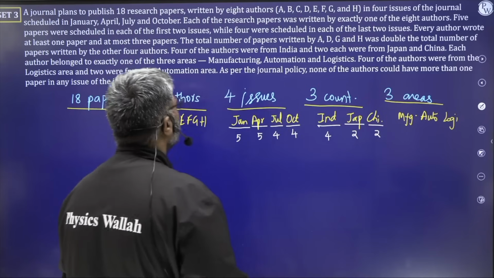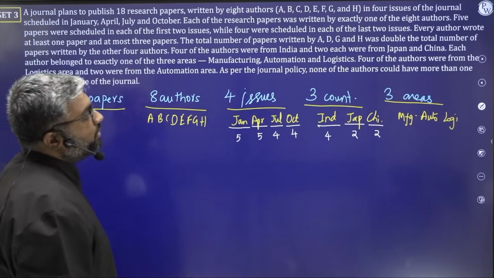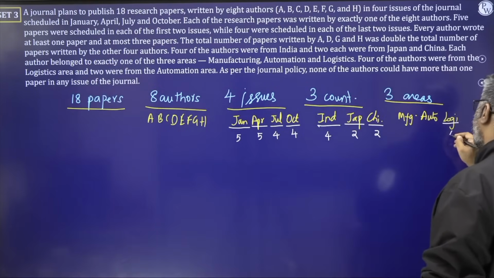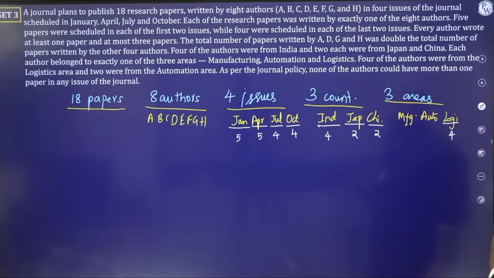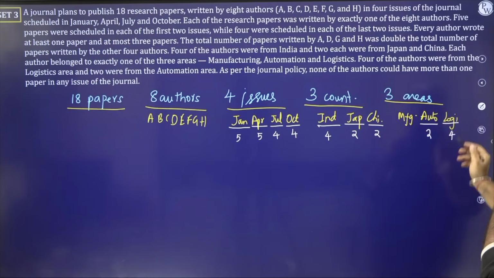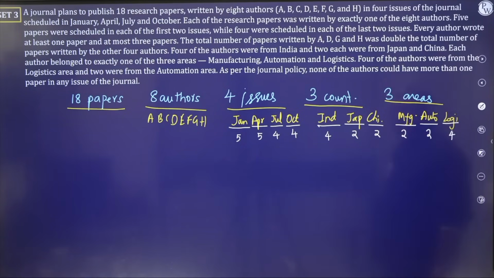Each author belonged to exactly one of the 3 areas. 4 authors were from logistics. So under logistics, we had 4 authors. 2 were from automation. Since there are 8 authors, 6 are accounted for. The remaining 2 should be from manufacturing.